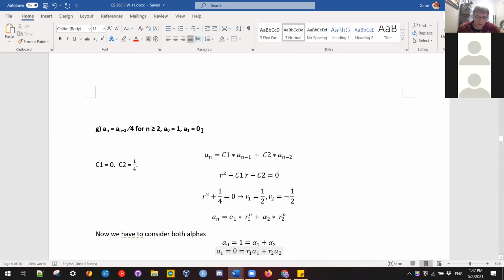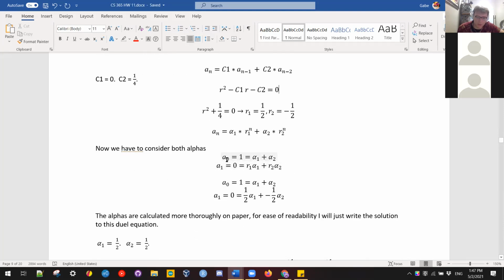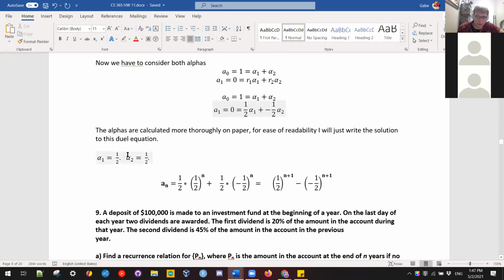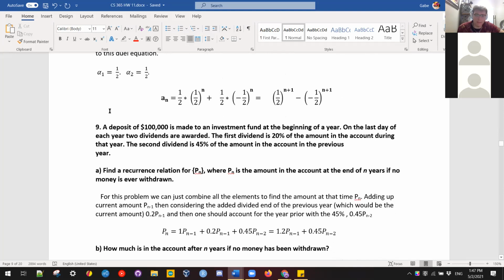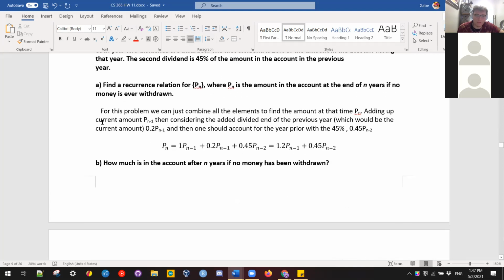You use your A0 and A1. You plug in your N, you do your stuff. Pretty repetitive, but you get your alphas and you plug in. So not too bad either. Moving on from that one.